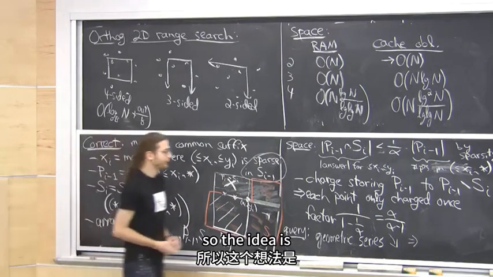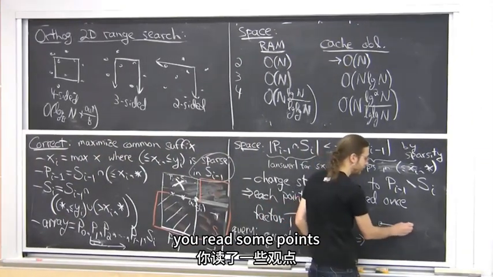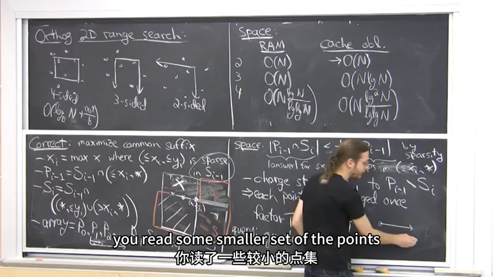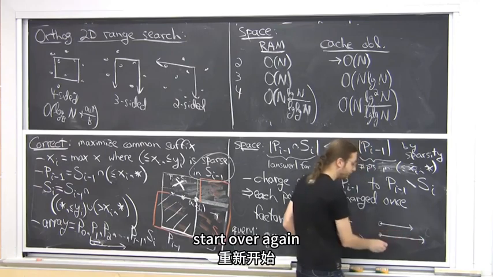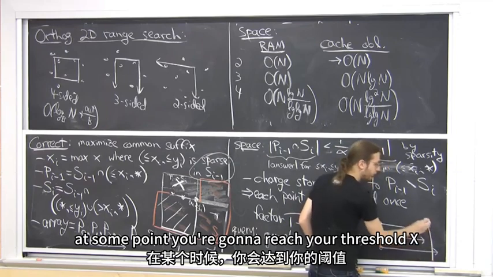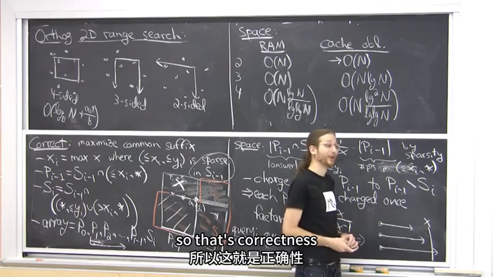So the picture will look something like this. You start at minus infinity, you read some points. At some point, you run out of the PIs. Then you start over again. You read some smaller set of the points. Maybe you get a little farther. Start over again, read a little farther. At some point, you're going to reach your threshold x. That's when you stop. So that's correctness.